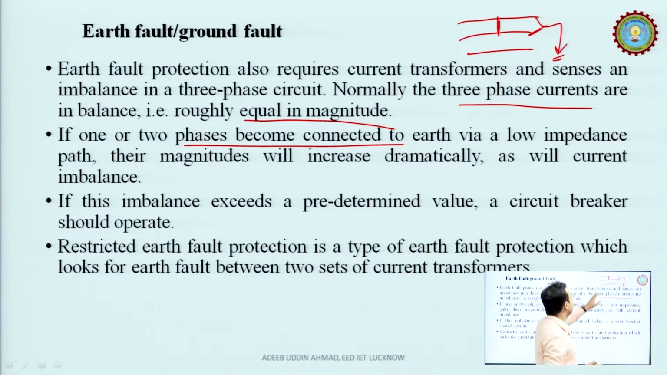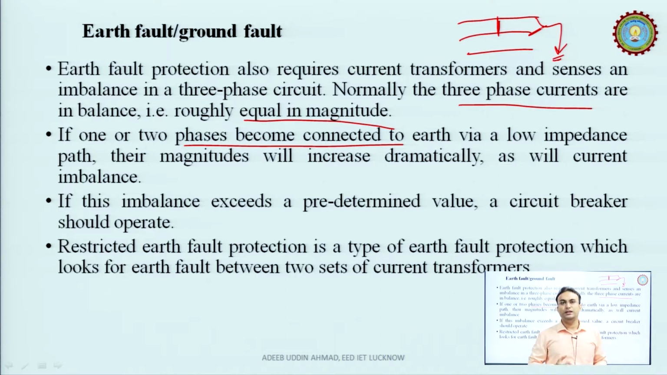Suppose in a line to ground fault, the currents in the three lines will not be balanced and these currents will change. If we talk about the impedance, the impedance magnitude changes. The current will follow the less impedance path, so the magnitude of the current is not balanced in the three lines.